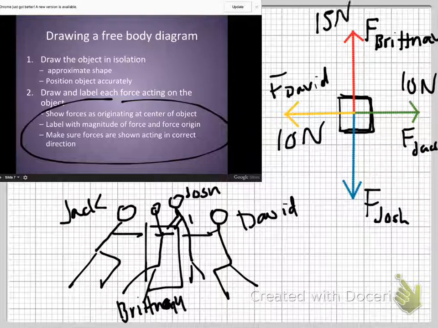We'll say that these are each 15 newtons. Or maybe we say that we're working to figure out the force of Josh. So those are the things you need to include.